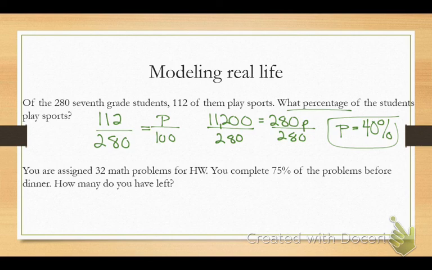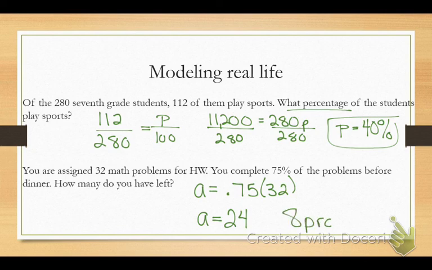Okay, you're assigned 32 math problems. You complete 75%. So A equals 0.75 times 32. So A equals what? 24, right? 24. But that's not the answer. If you've done 24, how many, Matthew, do you have left? 8 problems. Okay? Don't forget to label 8 problems. So 24 would be like half credit on a question like this.